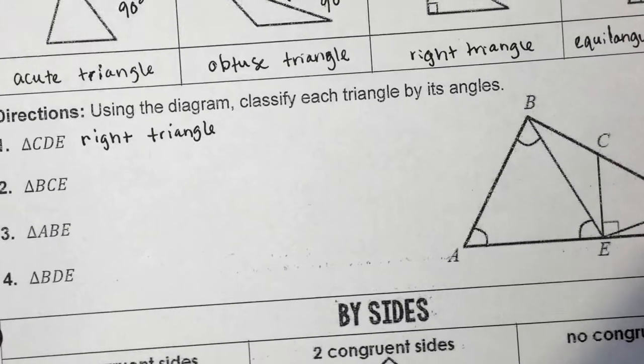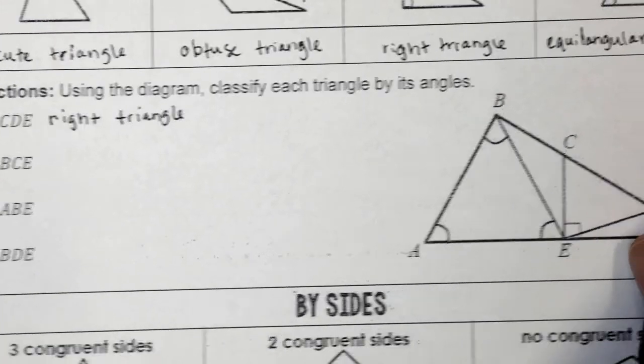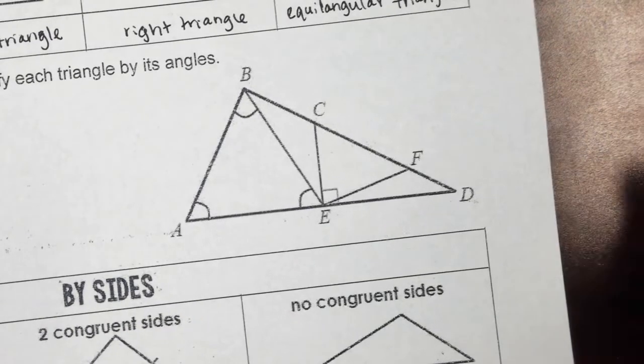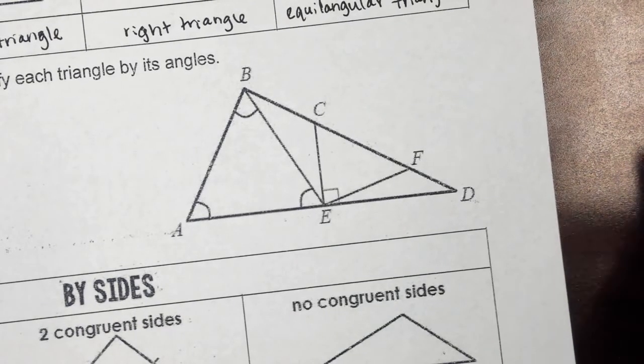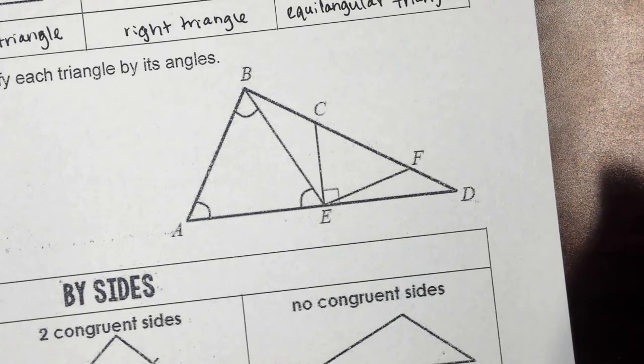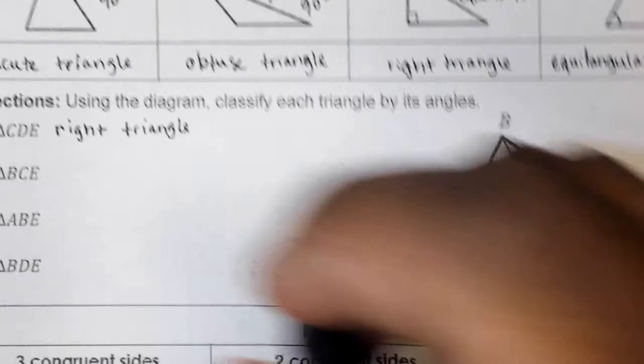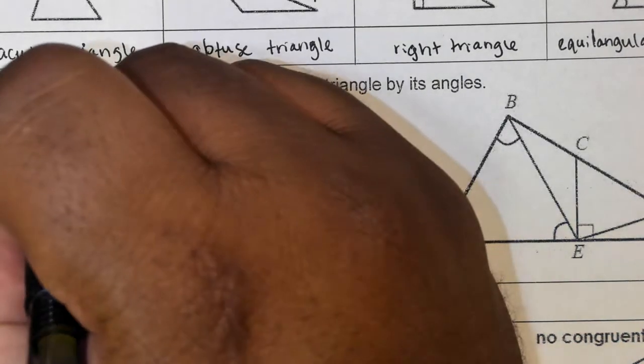Number 2, triangle BCE. Say it one time louder. Yeah, obtuse triangle.